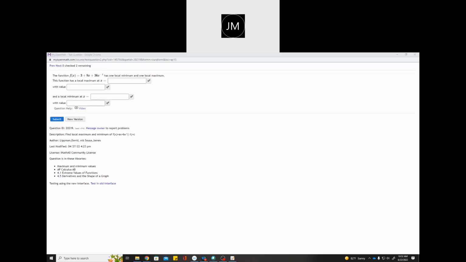So the process is we first find the critical points. So I'm going to find the derivative. We're just going to use the power rule. So I get 0 plus 9 minus 36x to the negative 2, and I like to rewrite this. Okay, and actually I'm going to get a common denominator here. Multiply by x squared over x squared. Okay, so now I know that f prime is going to be 0 when 9x squared minus 36 is 0.